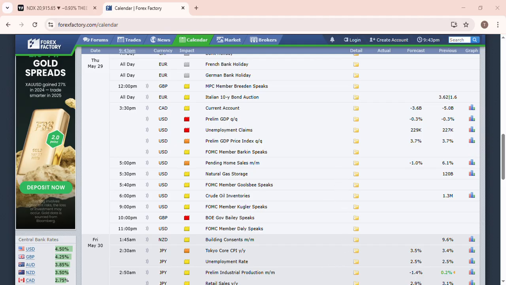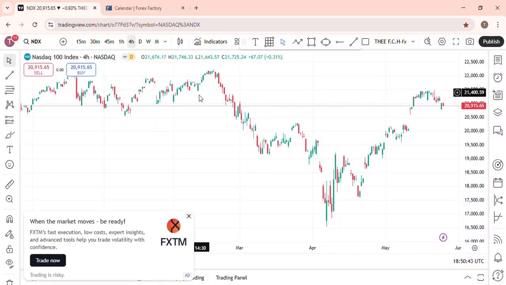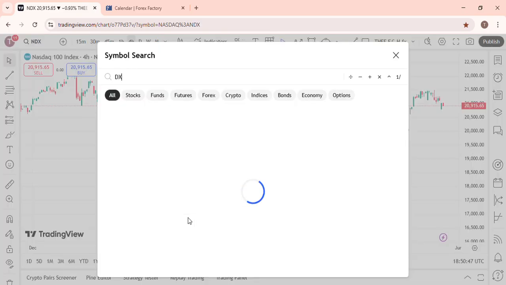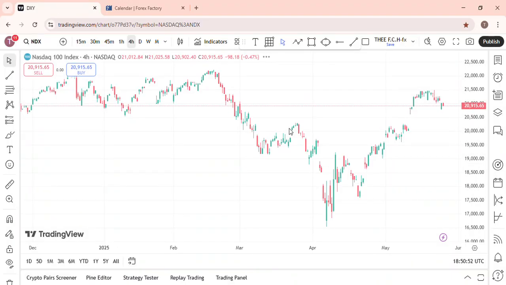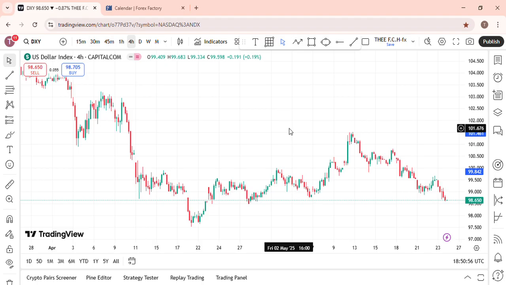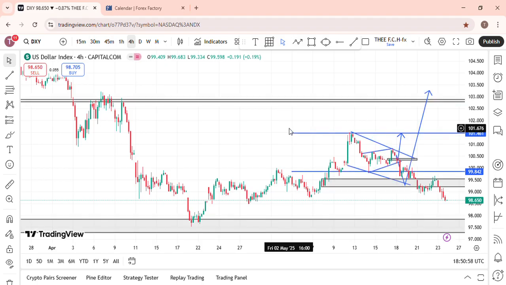So let's just get into the technicals and see what we expect from the markets this coming week. To start with, we start with the dollar index. It's very key. It helps you make informed decisions on what to do.